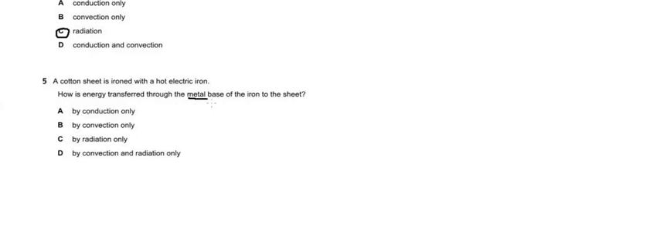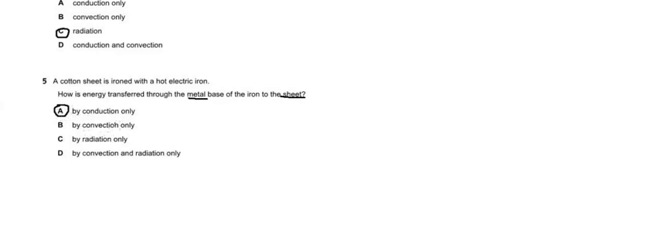So here we have the metal base, and metal is used in an electric iron because metal is a good conductor of heat. Okay, and there is a physical touch between this metal base and this sheet. We know that in the conduction process we need physical touch. So we can say only conduction is possible in this case, so only option A is correct.